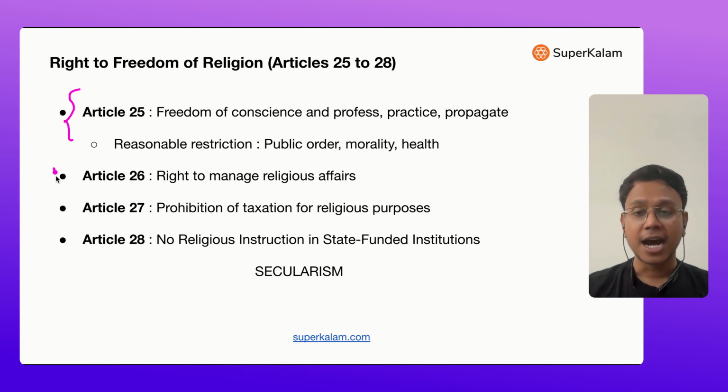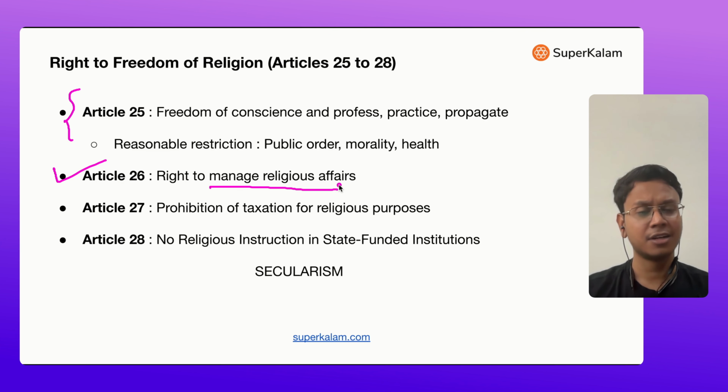Second is Article 26, right to manage religious affairs. So religious bodies can establish temples. They can manage that temple, and the government has no right to interfere in its functioning. That's the meaning of Article 26.